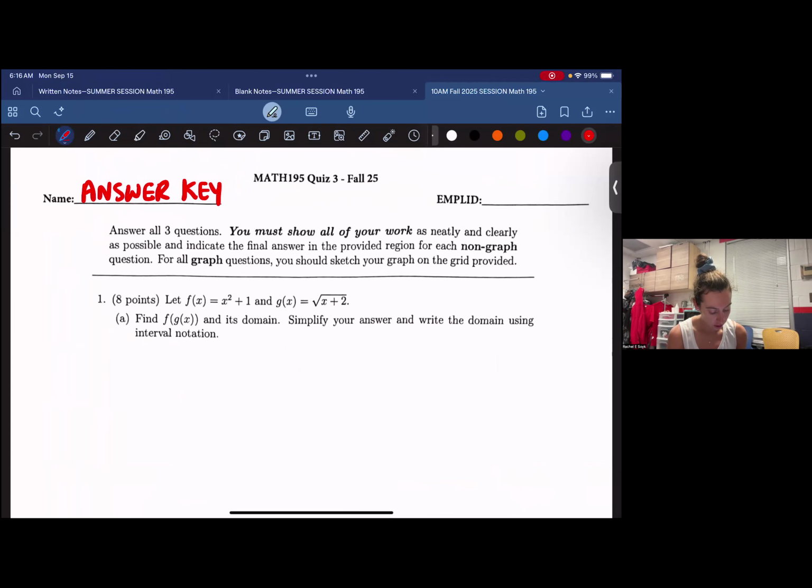So first question, you're given two functions, f of x and g of x, and we're dealing with composition of functions and analyzing their domains. We want to find f of g of x and its domain, and then make sure you read the entire question. You want to simplify your answer, and then you want to write your domain not in inequality form, not in set builder notation, but in interval notation. Okay, so let's get started.